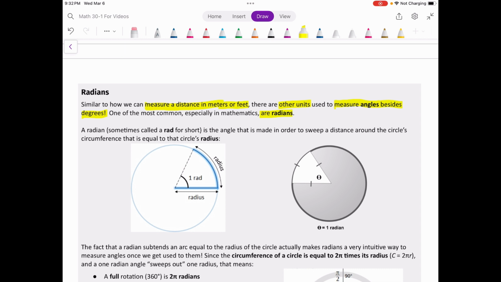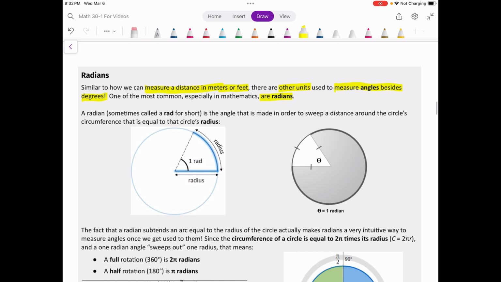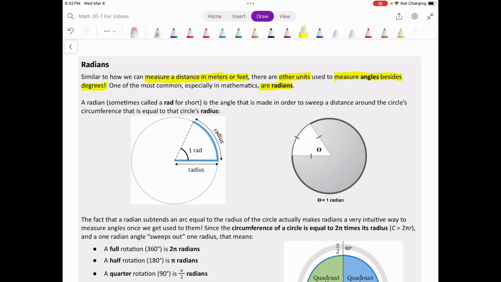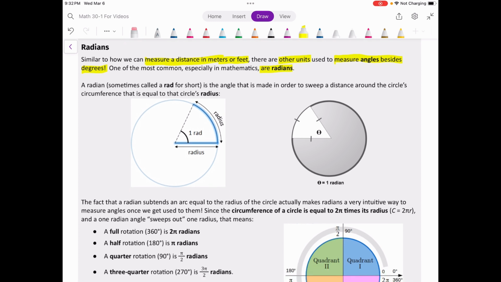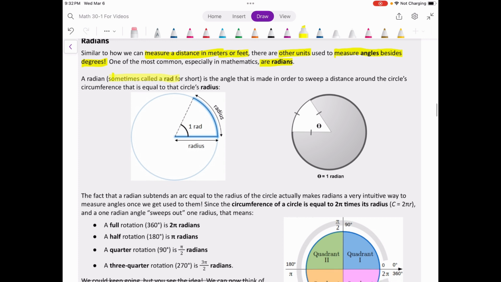Okay, if someone gave you their height in centimeters, it's not like you would think they were weird or anything, right? You might say, okay, I need feet and inches to really think about it, but you would know that it was valid, right? Same thing here. Radians are just another way of measuring angles, just like degrees. So a radian, sometimes we call it a rad for short, or we use rad as a unit. The definition of the radian, and this is why it's such an intuitive way to think about circles and angles, is that it's the angle that is made in order to sweep a distance around the circle's circumference that is equal to that circle's radius.